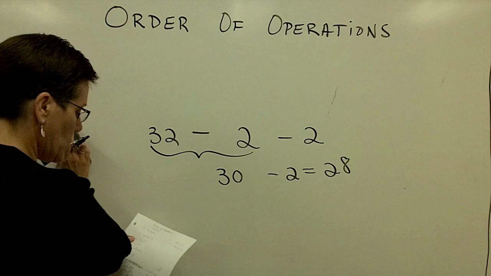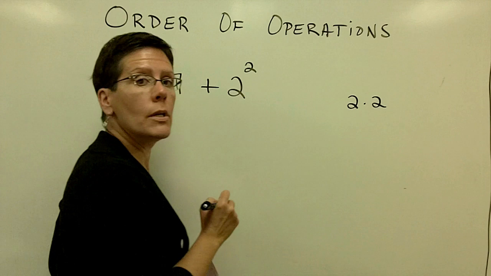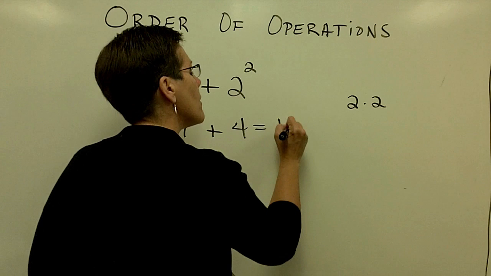Our next problem has some exponents in it. Let's take 7 and add 2 squared. So 2 to the second power means 2 times 2, which is equal to 4. And so I have 7 plus 4, or 11, and I had to do those exponents first before I added.